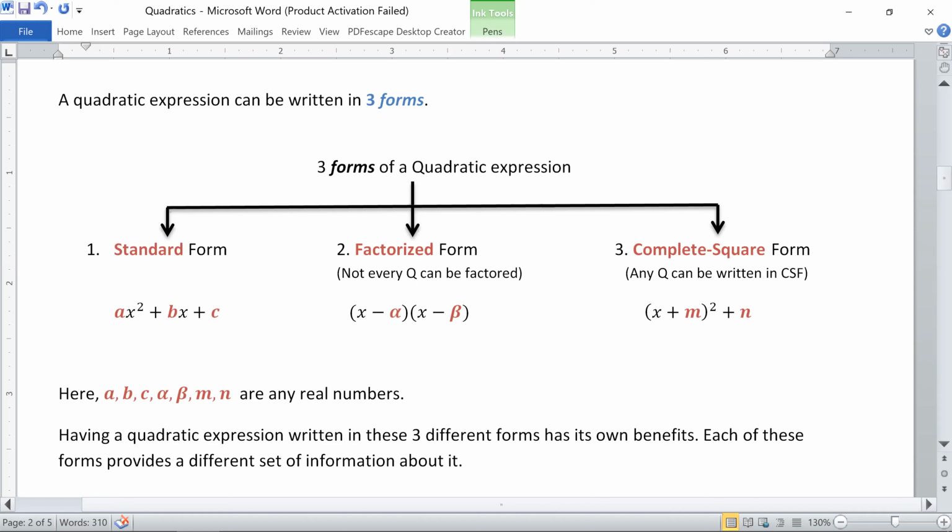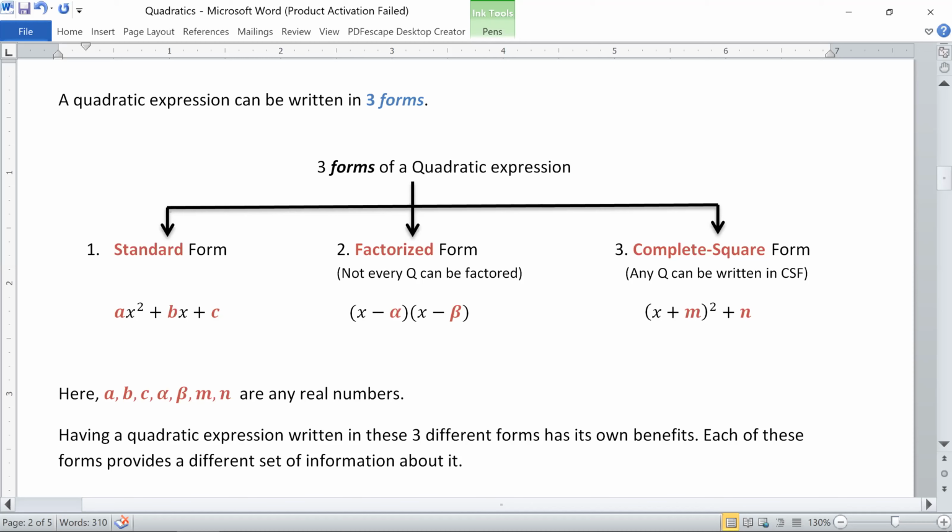It's like when a person is dressed casually, by looking at that, you can get some information about that person. When he's in professional attire, you can get some different information about that person. That's another analogy. So just like that, when a quadratic is in different forms, each form tells you something about the quadratic, which is useful. That's why we learn about these 3.